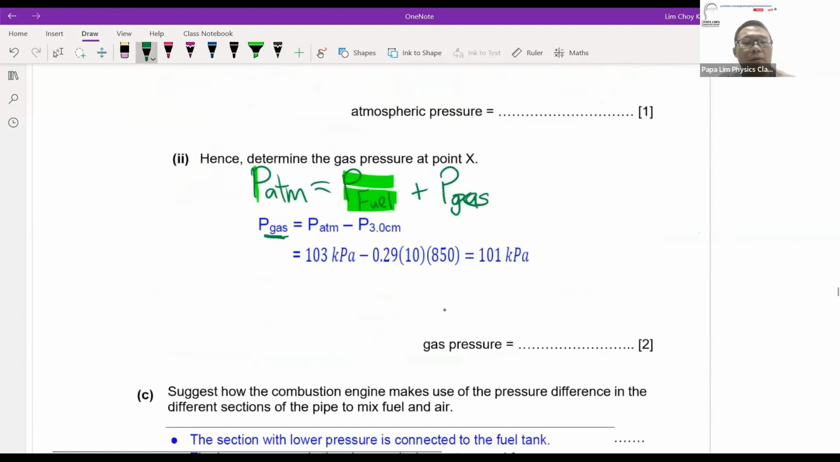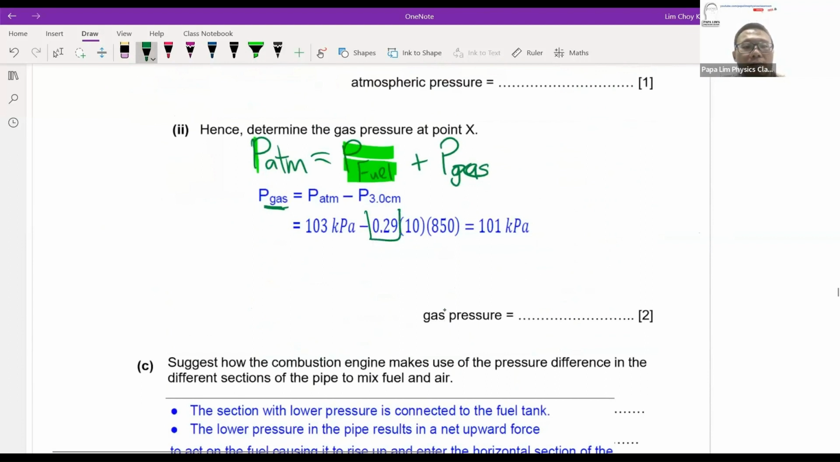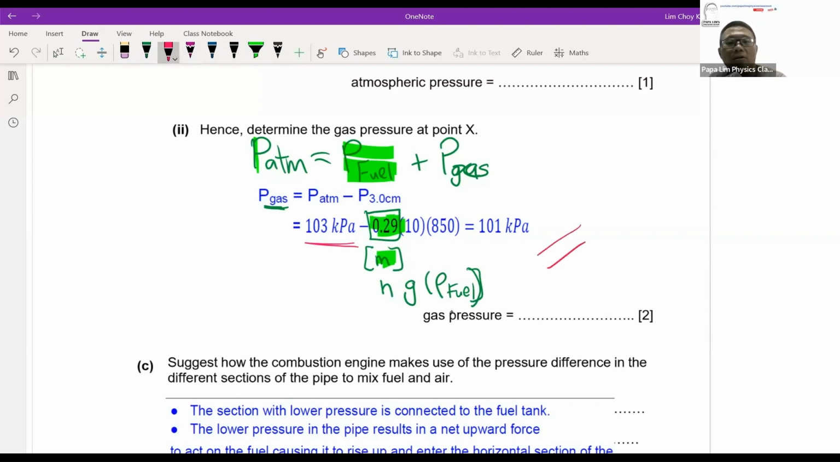So 29 cm is the height that we are looking at, and remember, the SI unit is meter. Followed by your g, and this will be the density of the fuel itself, which is 850 kg per meter cubed. Remember the SI unit for height: you have a height of 29 cm, you must change it to meters. Atmospheric pressure, you got it in part 1. Once you substitute all the numbers, you should get the pressure at X, the gas pressure, to be 101 kilopascal. So that will be the answer for this particular section.